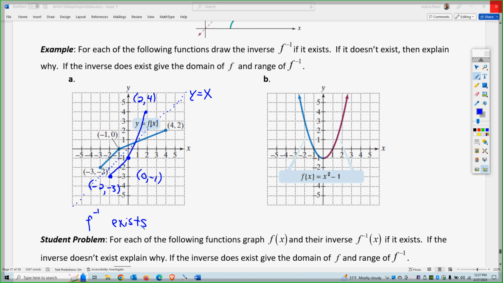Okay, so if I look at the next one, is it one-to-one, and does it pass the horizontal line test? No. If I draw a horizontal line, it's going to fail, right? So it is not one-to-one, and does not pass the horizontal line test. Because if I tried to actually graph it, it would not be an actual function for the inverse. If I take any one of these coordinates, so take this coordinate here, that coordinate is 0, -1. So if I flip that, I would get -1, 0, right?